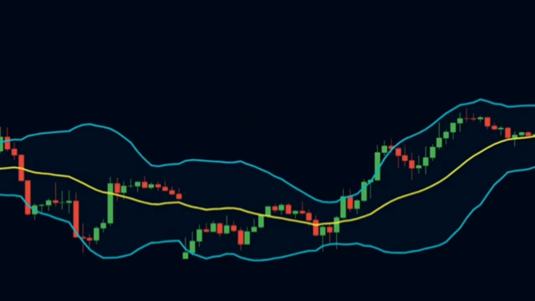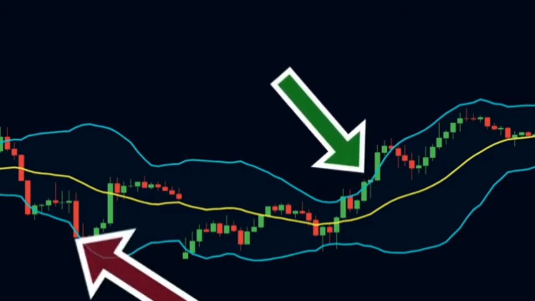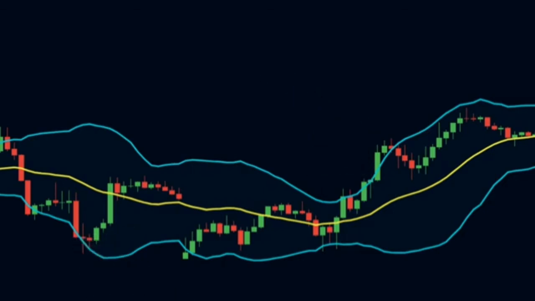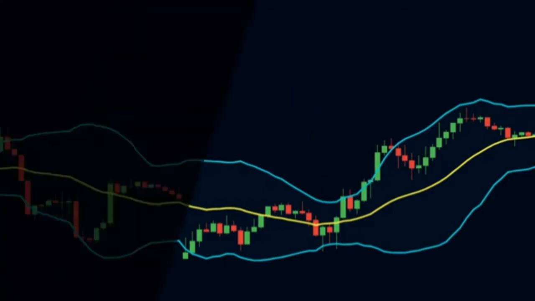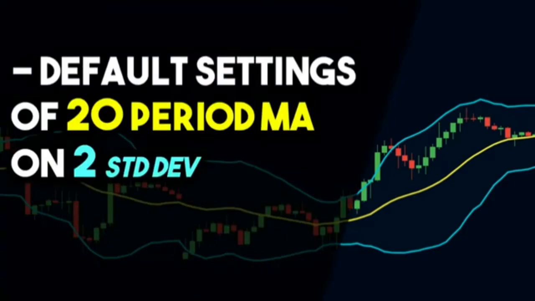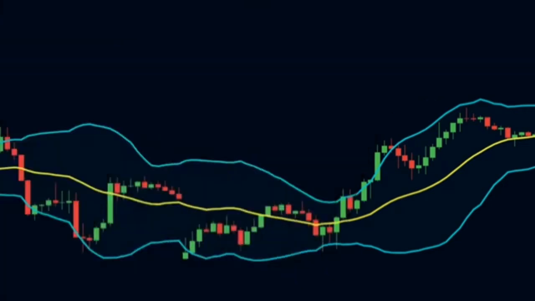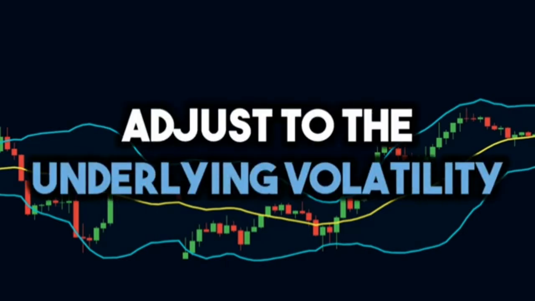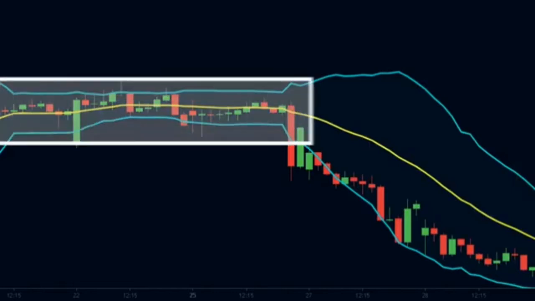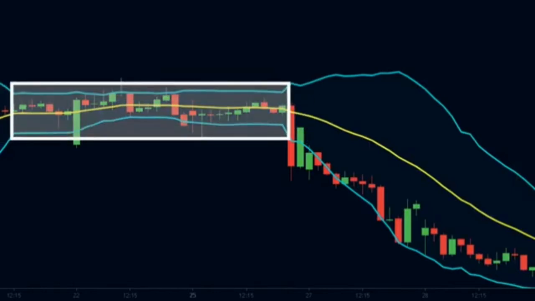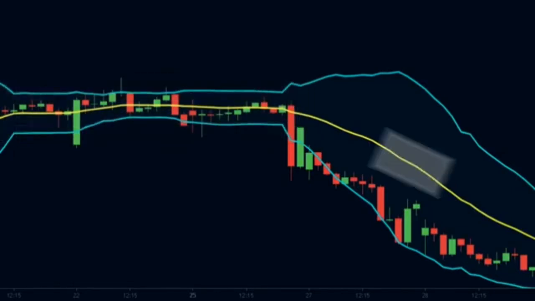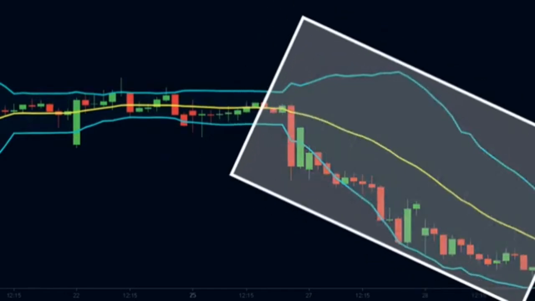The Bollinger Bands are very popular among traders because they help in determining whether the price is higher or lower on a relative basis. Throughout this video, we will use the Bollinger Bands on their default settings of a 20-period moving average with a 2 standard deviation. The distance of the bands is based on standard deviation and hence, they adjust to the underlying volatility of the asset. This means that in a sideways market, the bands become tight. And in trending market conditions, the bands become wide.